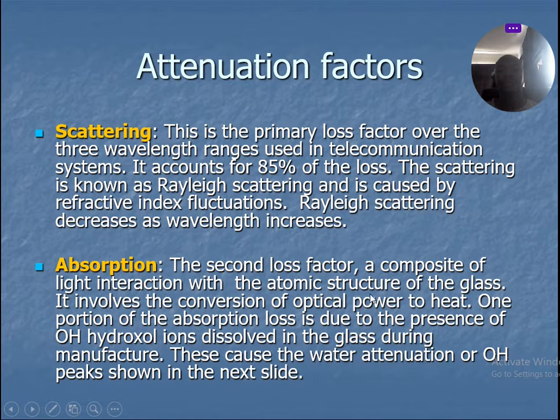So there is a kind of atomic interaction between the constituents, the makeup of the glass, and the light that is passing through. That results in a kind of energy, which is called heat energy. So it involves the conversion of your optical power, or your optical light, to heat. It will result in heat energy. That heat energy is a loss.